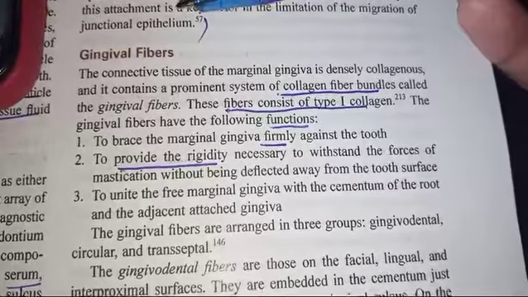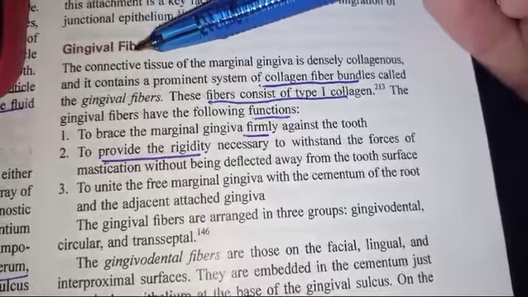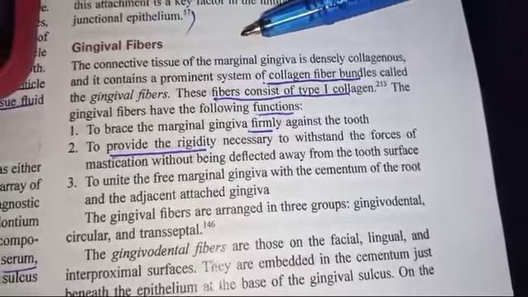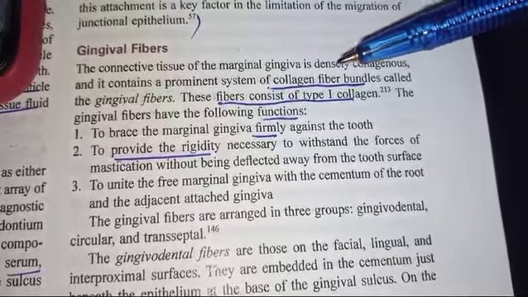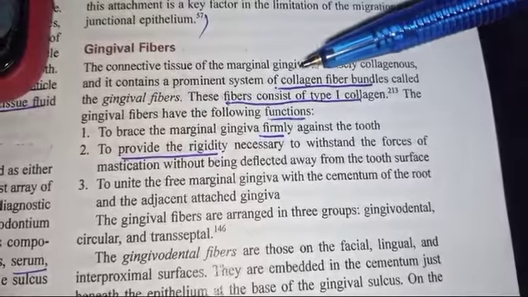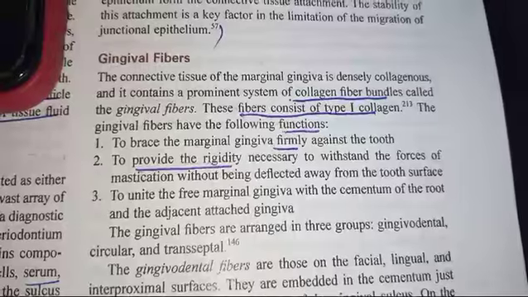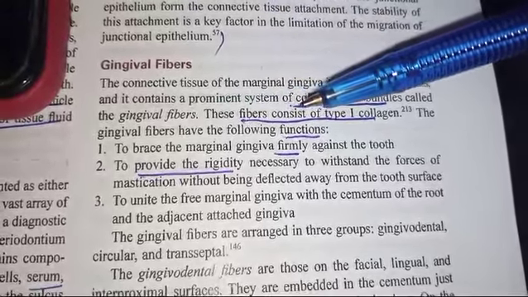So basically, now we'll study the gingival fibers. The gingival fibers consist of the connective tissue of the margin gingiva. So basically, they are saying that the margin gingiva consists of a densely collagenous and prominent system, which is collagen fiber bundles, and these fiber bundles are actually gingival fibers. It consists of type 1 collagen fibers.